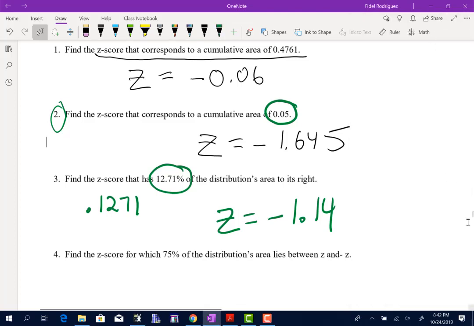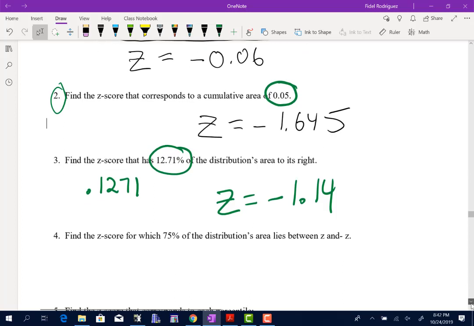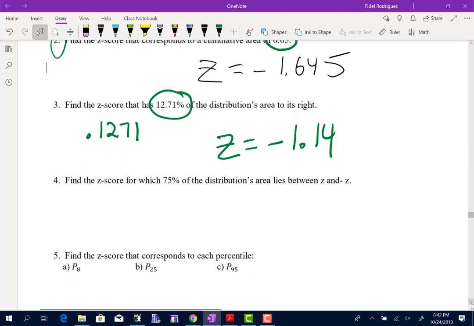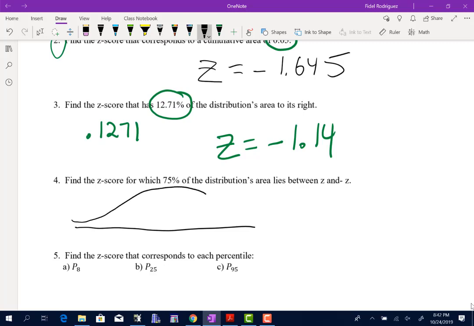So now let's take a look at the next problem here, guys, and let's see if we can figure this out. The first thing I'm going to do is draw a picture. Here's my picture, and here's my 0, 1, 2, 3, negative 1, negative 2, negative 3. Those are my standard deviations. Look what it's asking us for. It says, let's find a z-score for which 75% of the distribution's area lies between z and negative z.